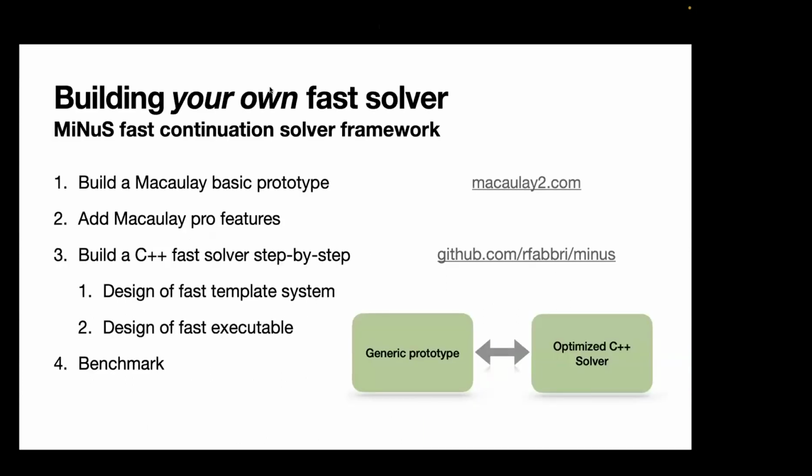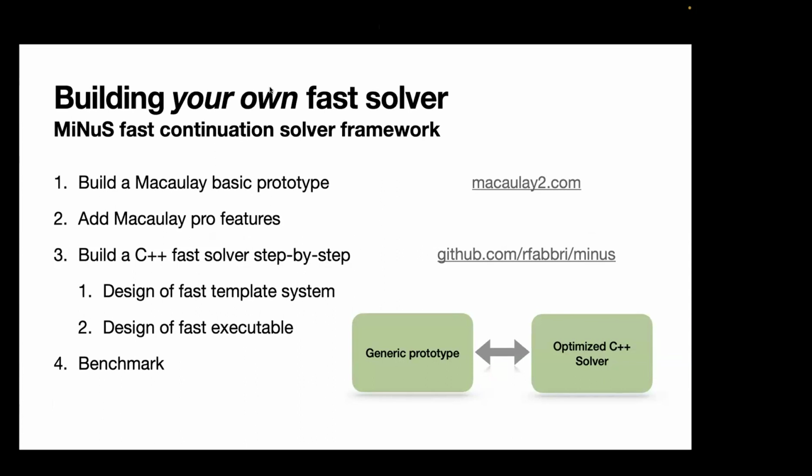We're talking about Minus, the fast continuation solver framework that I wrote, so that the numerical method is always just the same function. It's the same core tracker, and we use it for all of the problems. Of course, you could also specialize that tracker to your problem, with a custom predictor. That's not what we do at the moment.